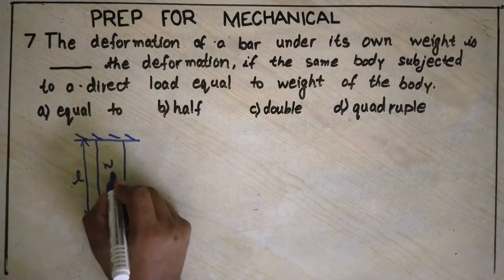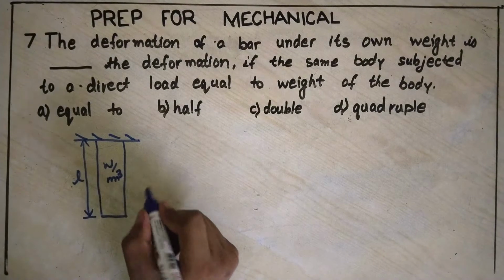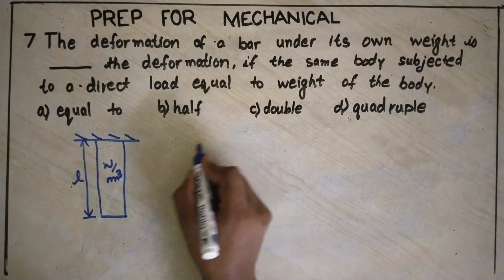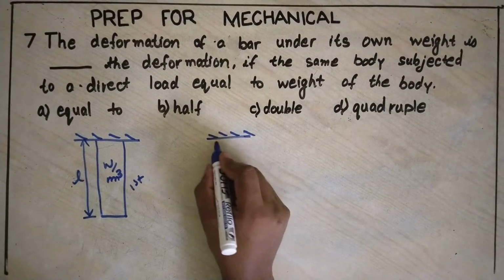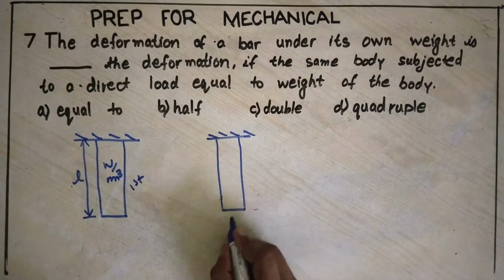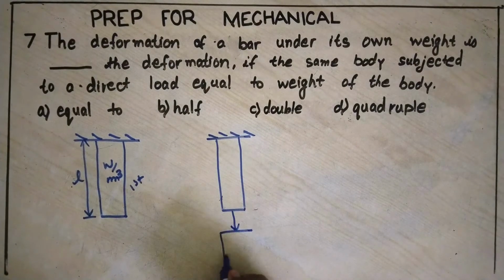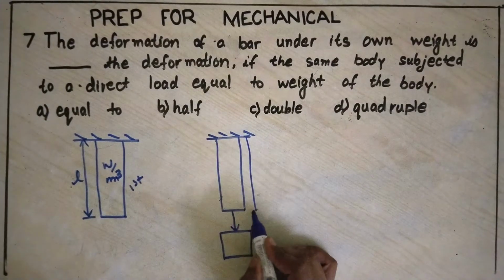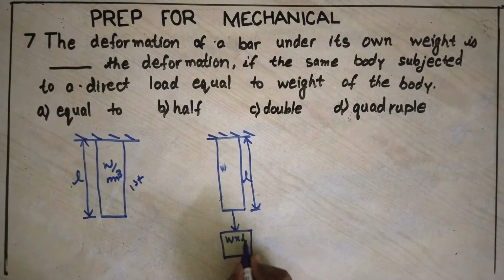Let W be equal to weight per unit volume. This is the first situation. This is the second situation. In this situation, a load is applied which is equal to the weight of this bar, W into L into A.